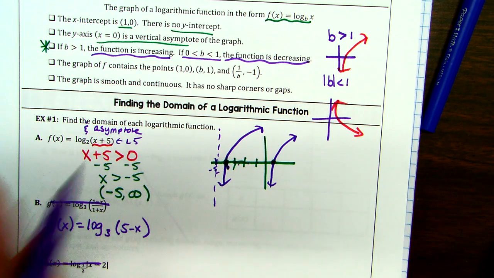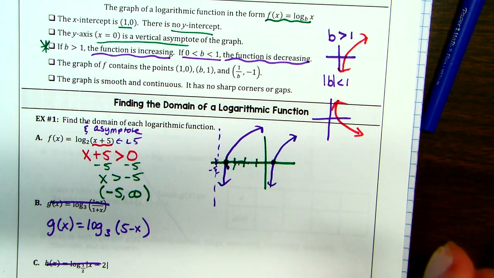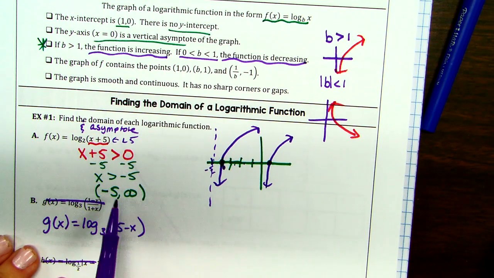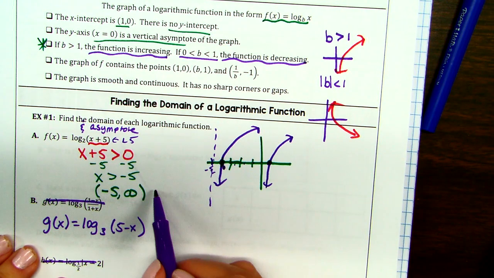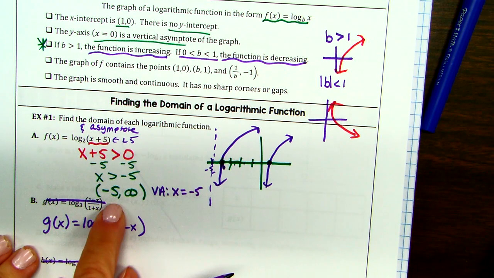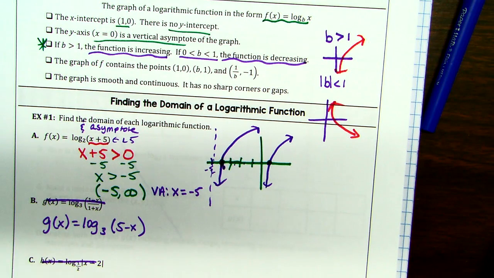So that's why we say the domain is from negative 5 to infinity. But this little bitty inequality gives us our domain, and it gives us our vertical asymptote, which matches that number. It should make sense. Picture it. At negative 5, you have an asymptote, and then we want all the numbers to the right of it. Okay?